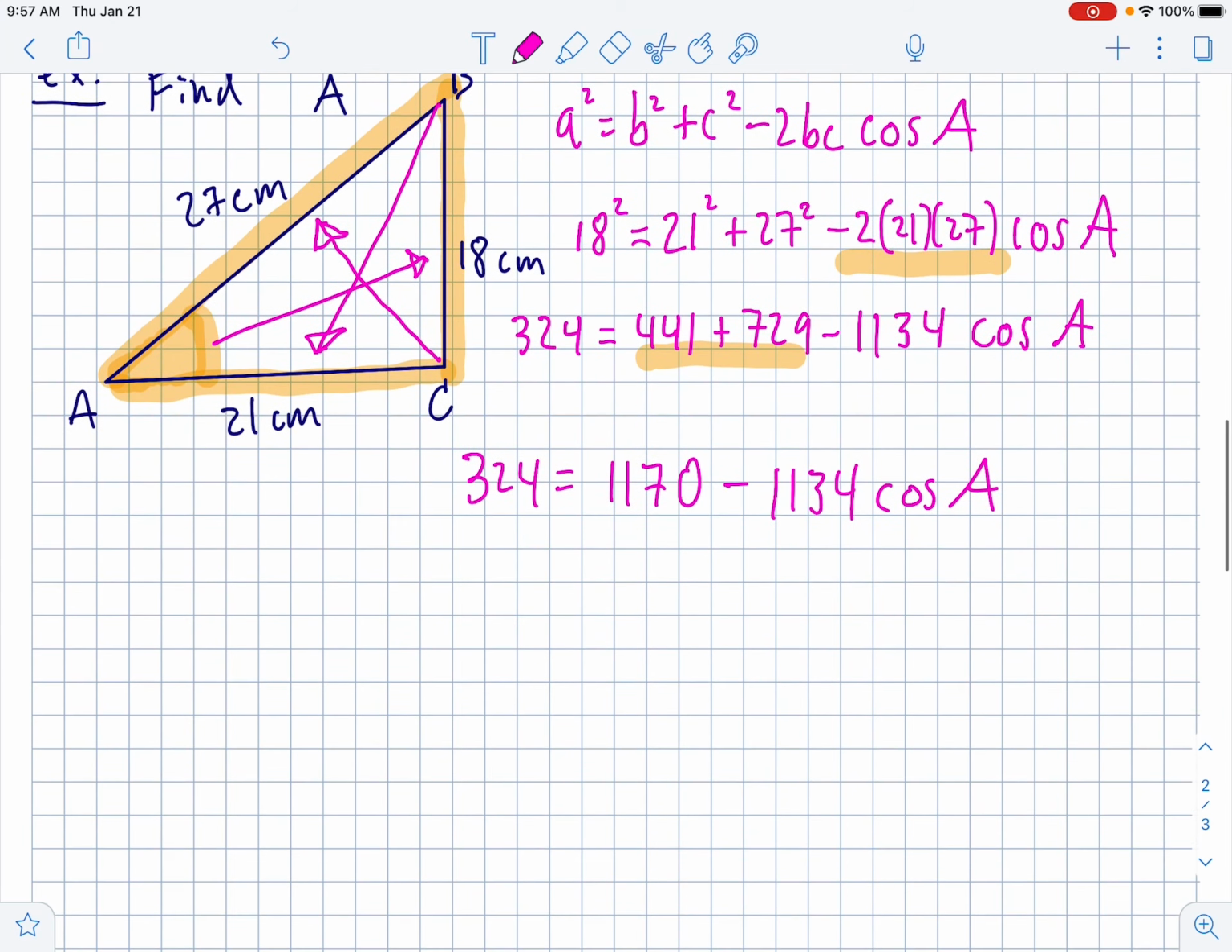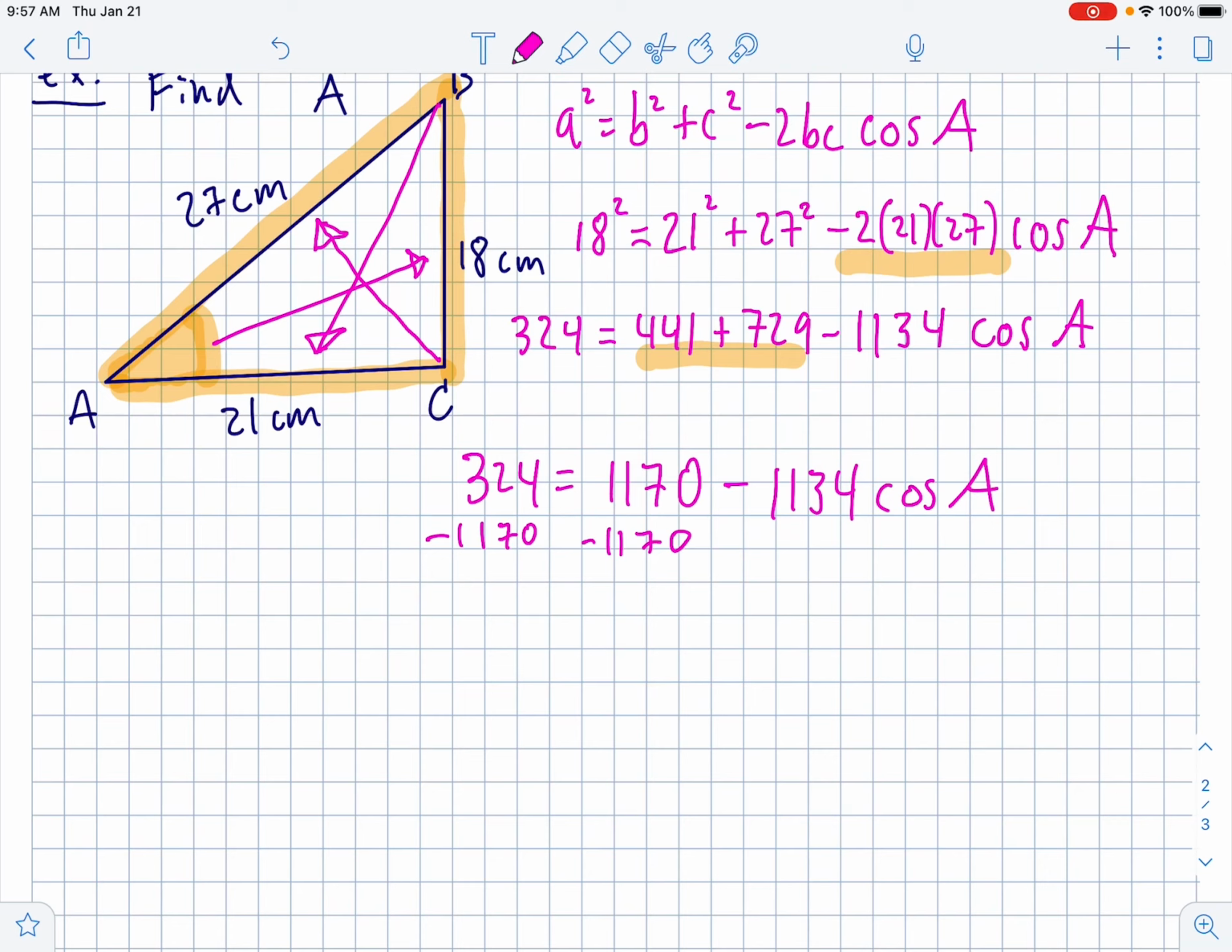Now, I'm purposely going to pause here because there's a mistake that some people make here. They see this 1170 minus 1134, and they'll subtract those two things and then leave the cosine of A there. You cannot do this because you're breaking PEMDAS. This right here is one algebra chunk because it's glued together through multiplication. So you cannot do the subtraction before you do the multiplication. So what we have to do is actually subtract 1170 from both sides. That's the correct next move.